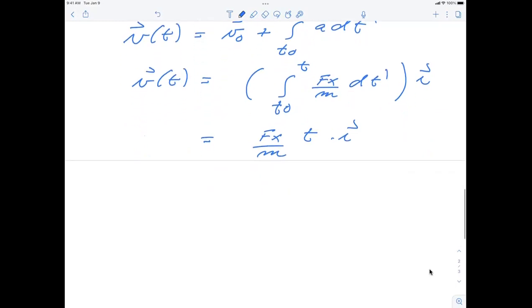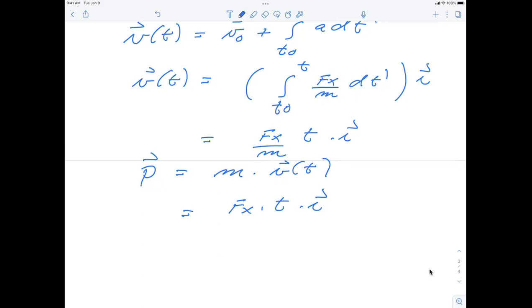And we know also then that if we look at the momentum, the momentum is simply equal to the mass of the object times v. So what we see then is that this is equal to F of x multiplied with t multiplied with i. So that's pretty easy, right?